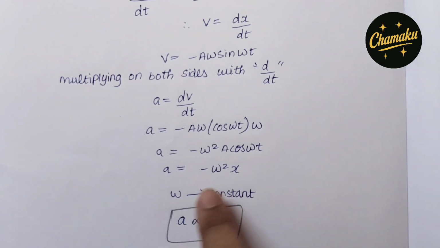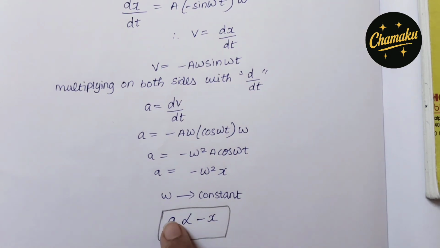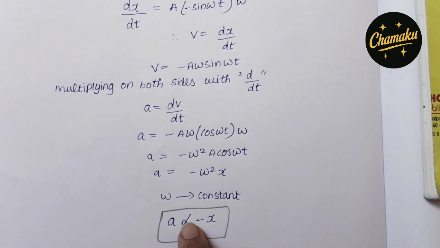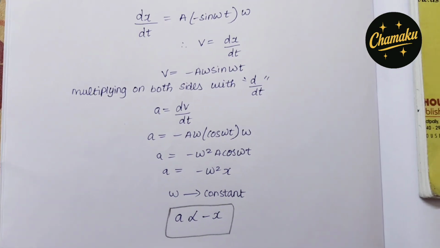Omega is a constant, so that's why a is directly proportional to minus x. So this is the equation for simple harmonic motion.